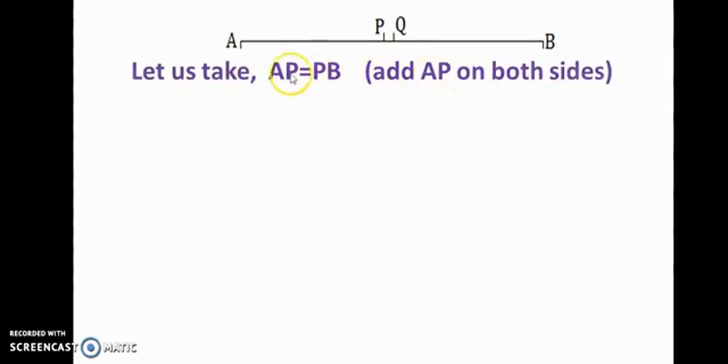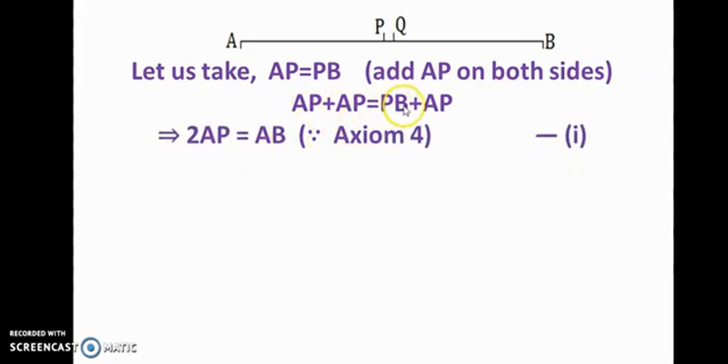Now you have to add AP to both the sides. Yes, here I added AP to both sides. It becomes PB plus AP. Now simplify it. AP plus AP is 2AP. And PB plus AP is equal to AB, isn't it? This PB and AP. How can we say this PB plus AP is equal to AB? Yes, according to axiom 4. What does it say? Things which coincide with one another are equal to one another, isn't it?